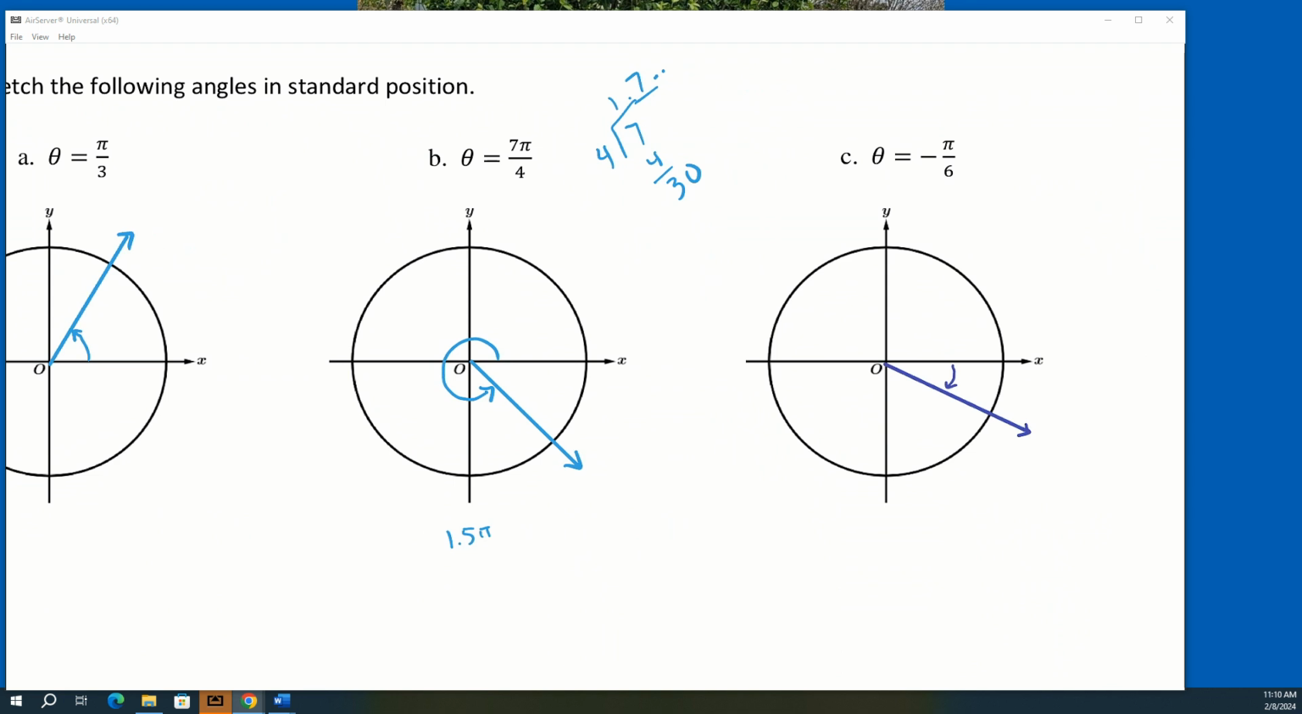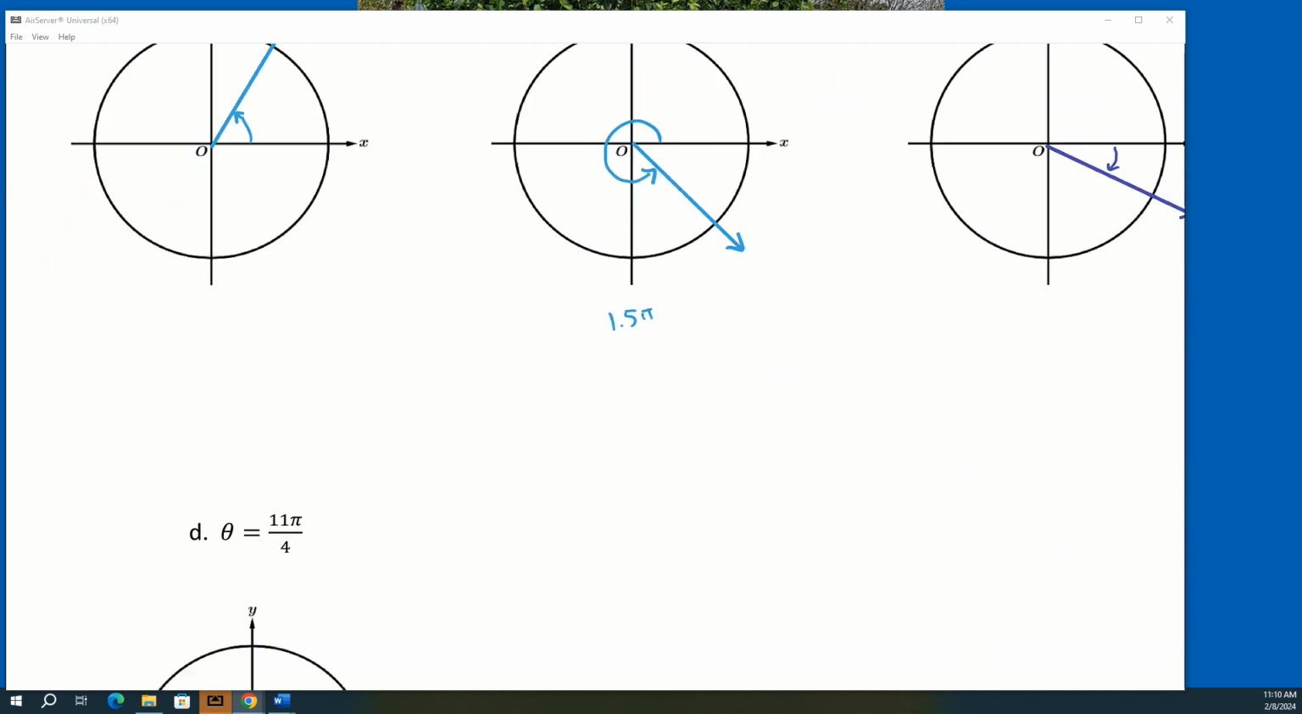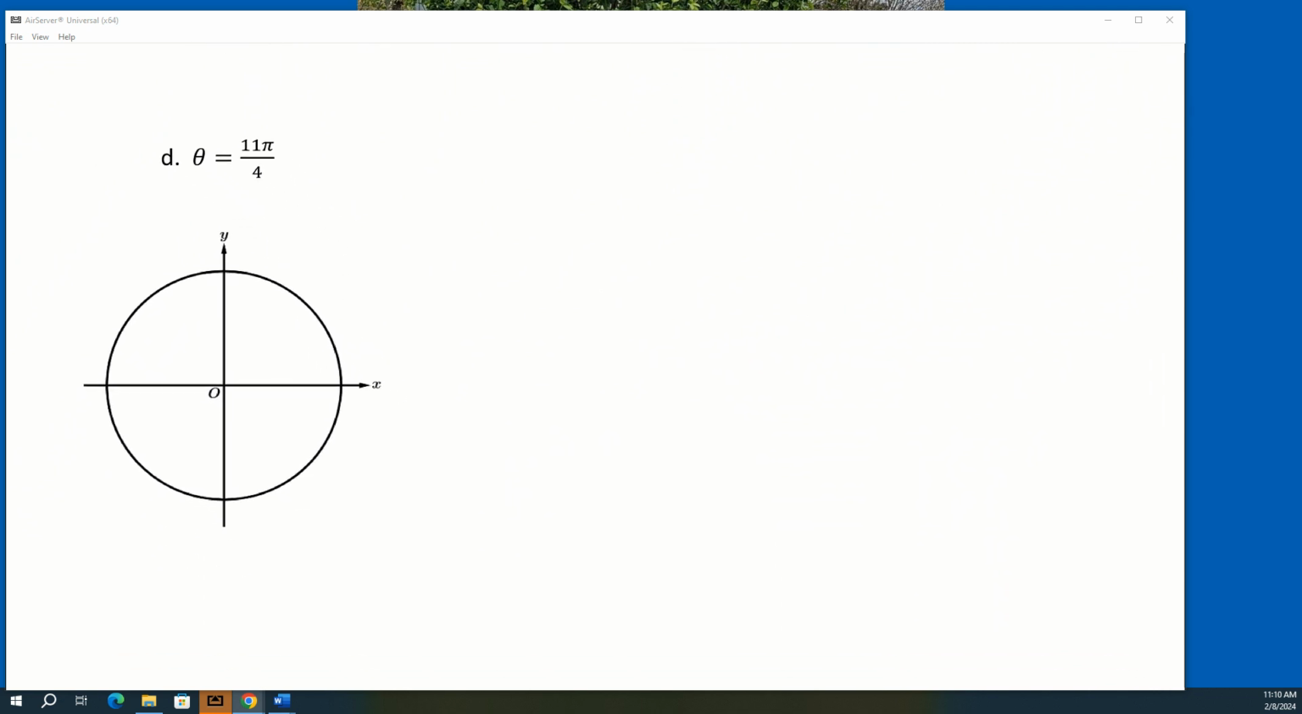Okay, one more. Do you guys know what quadrant 11 pi over 4 is in? Some people in my last class just figured it out. They knew that 12 pi over 4 was 3 pi, which is going to be this much. And so they knew it was going to be a little less than that, which I thought was brilliant.